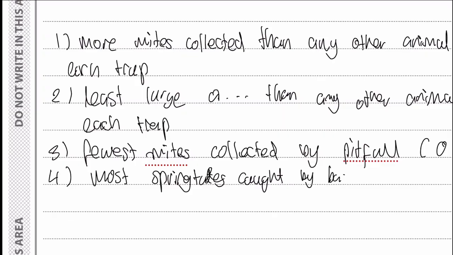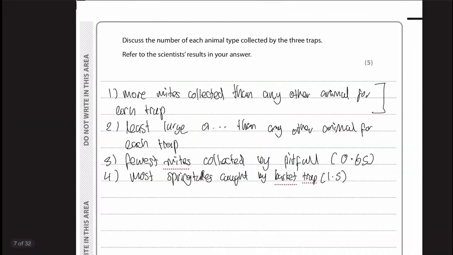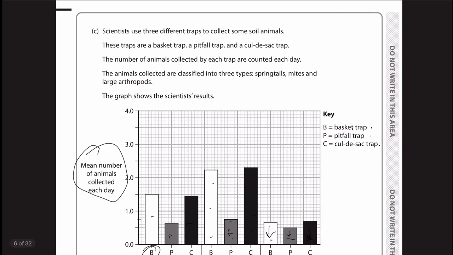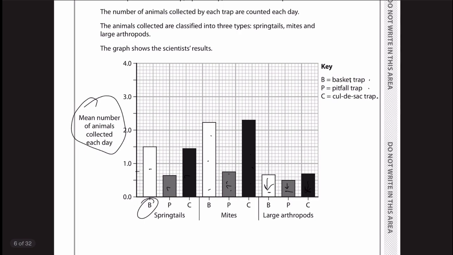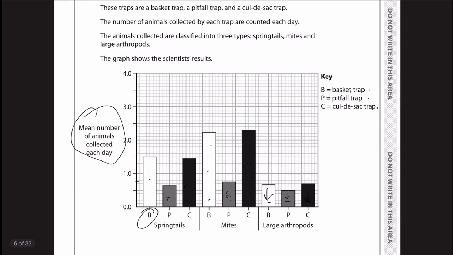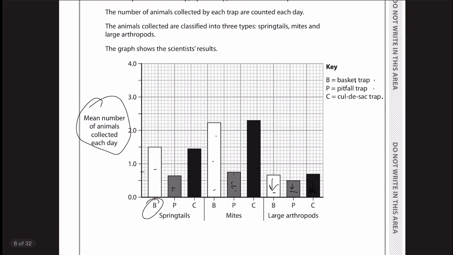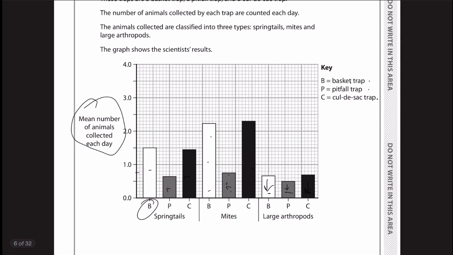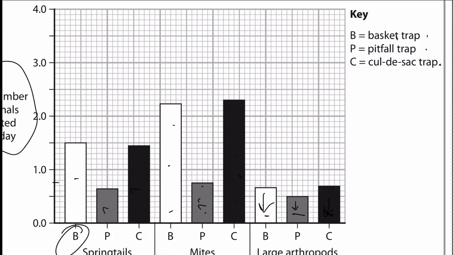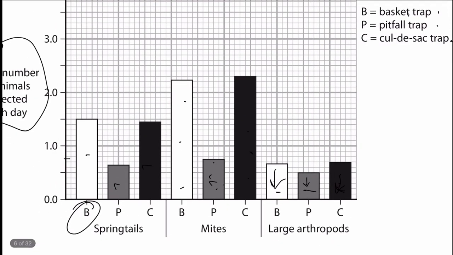Caught by basket trap, then it was 1.5. So we use our figure here, 1.5. There we go. So now we have 4 points, just like that. We can get one more, and I'm going to try and think of something a bit different to what we've mentioned.